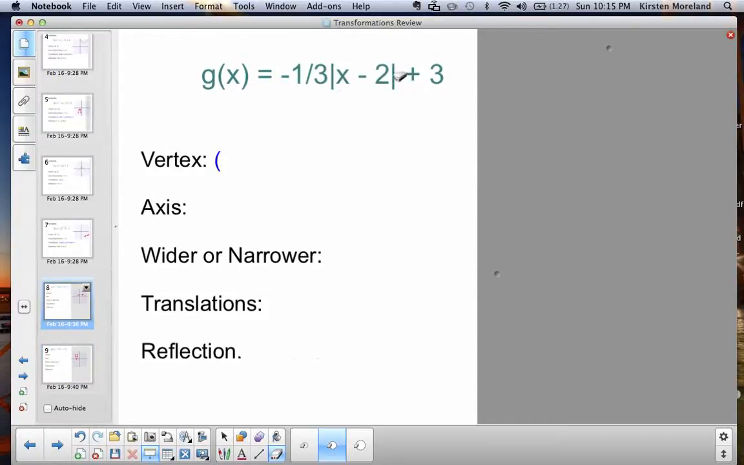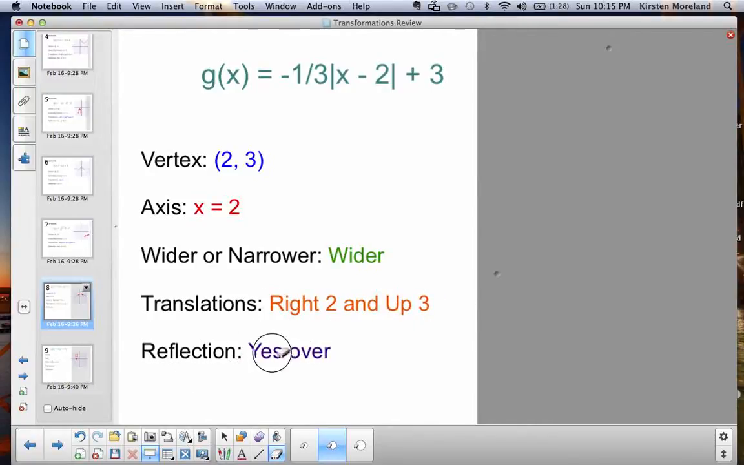So again, on the inside here we have a -2, which means the vertex has a +2. And it's at a +3. The axis of symmetry again is the x-coordinate, which is x equals 2. And since this is a fraction, you ignore the negative. That just tells you if it reflects. But since it's a fraction, 1/3, that means the graph is getting wider. Again, the closer the number is to 0, regardless of positive or negative, the wider the graph is going to get. It's gone right 2 and up 3.